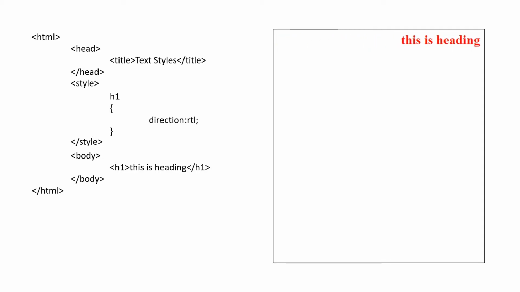And the next property is direction. This is used to set the direction of the text, whether it is from left to right or right to left. Let's say direction:rtl. And if you see the output, the text is on the right side. And if the text is left to right, that means ltr, the text will be as default itself.